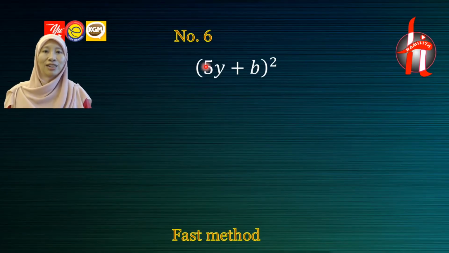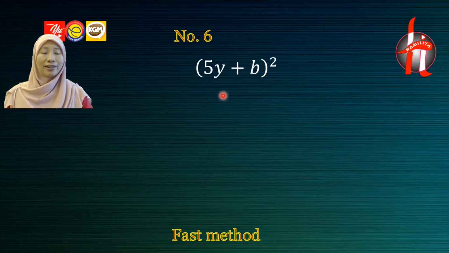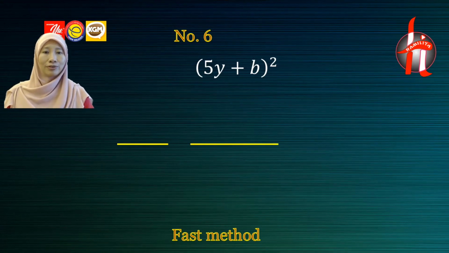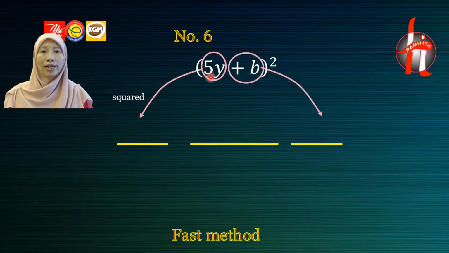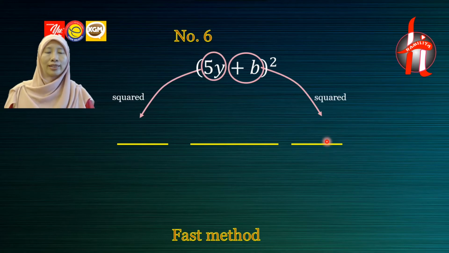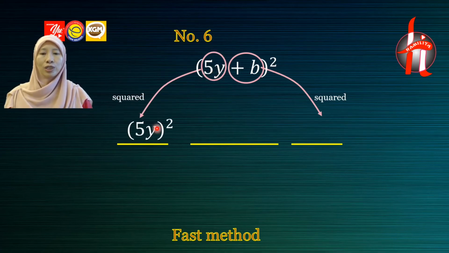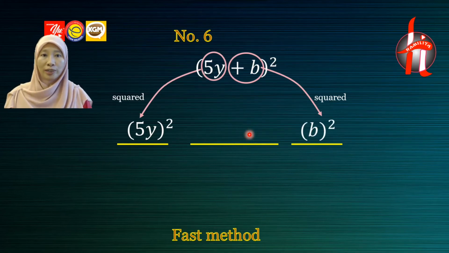Okay, we have 5y plus b squared. So first of all, we make 3 spaces. 1, 2, 3. And then we are going to square the first number and the last number. We put at both ends. The first number we put on the left hand side, and the second number we put at the right hand side, and we square them both. So it becomes 5y here. We square the 5y, and then here is b. We square the b.